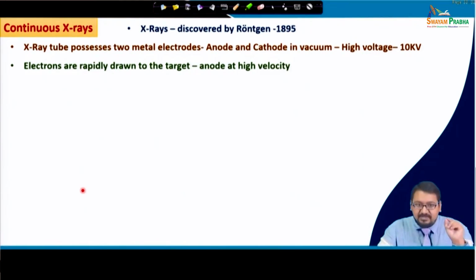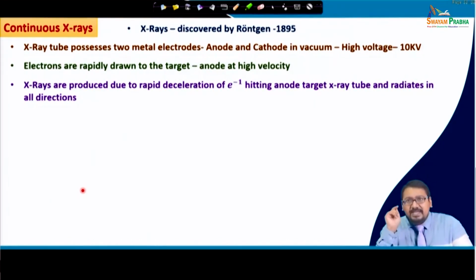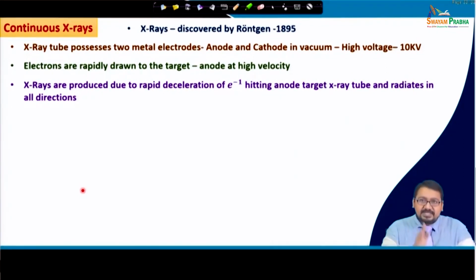So when the electrons hit the anode, there is a rapid deceleration of the electrons, and because of this rapid deceleration of the electrons hitting the target anode inside the tube, it radiates certain kinds of energies of certain wavelengths which are known as X-rays. This radiation of X-rays occurs in all possible directions, right.